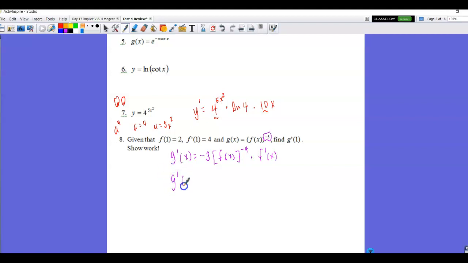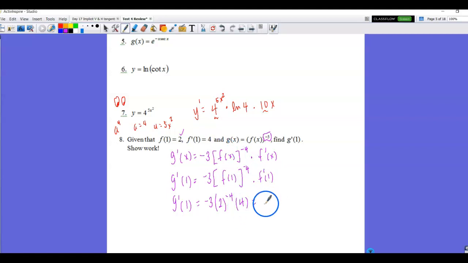Now I can substitute the 1, and that'll give me negative 3 times f of 1 to the negative 4 power times f prime of 1. Be careful in grabbing these values. I often make mistakes here. So f of 1 is 2, so I have, whoops, see, I already made a mistake. Eraser, there we go. So I have negative 3 times, as I said, f of 1 is 2 to the negative 4 power times f prime of 1 is 4.